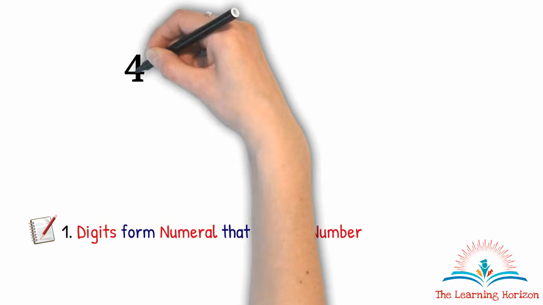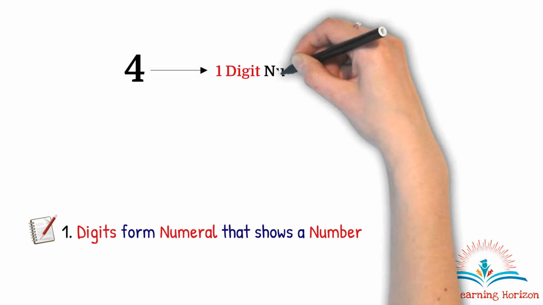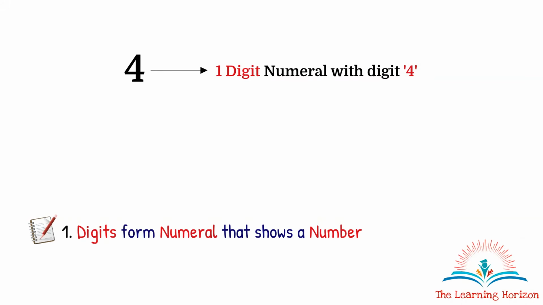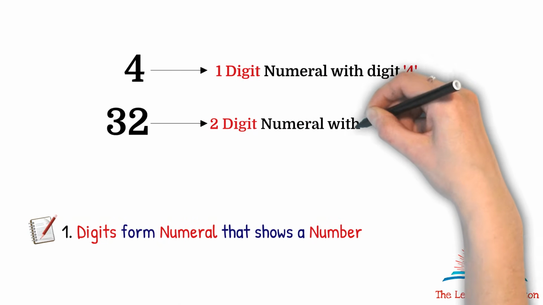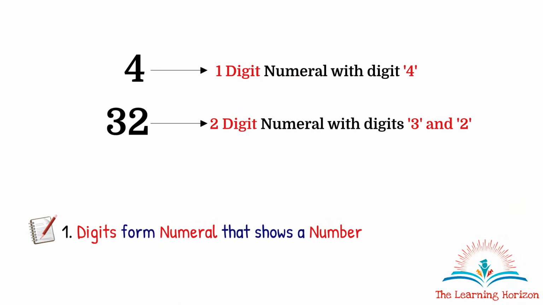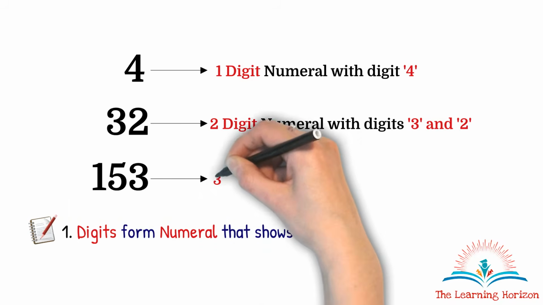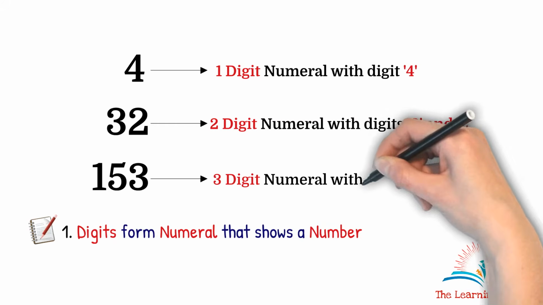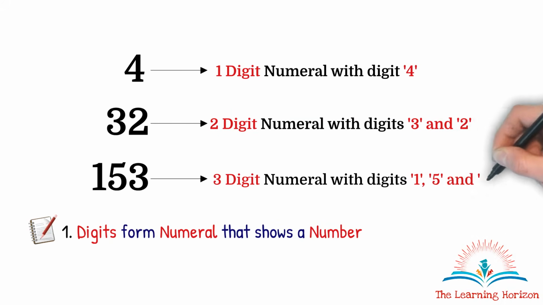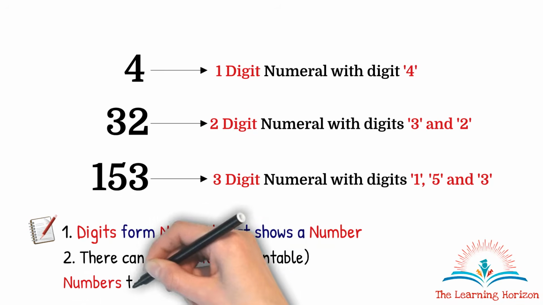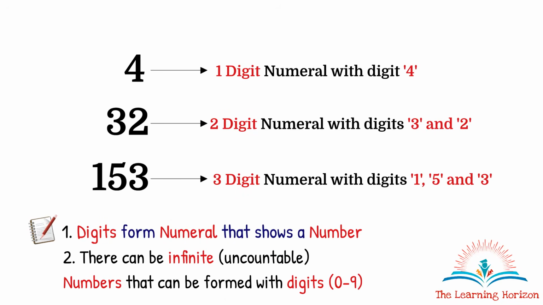For example, here 4 is a single digit numeral to show a number 4. It has one digit 4. 32 is a 2-digit numeral. It has 2 digits 3 and 2. 153 is a 3-digit numeral with 3 digits 1, 5 and 3. There can be infinite numbers that can be formed with just these 10 digits.